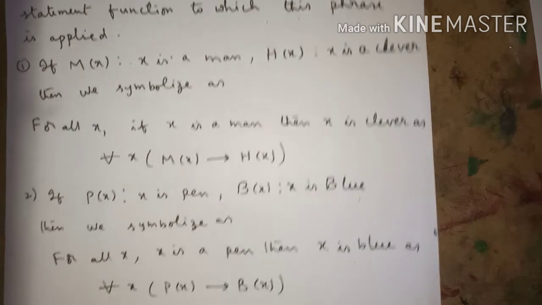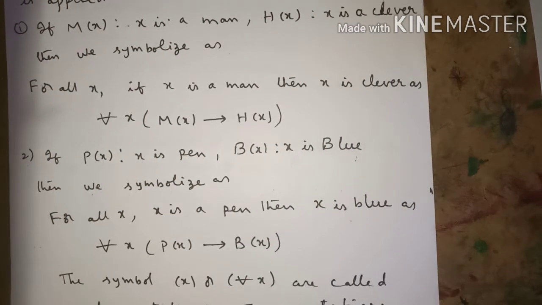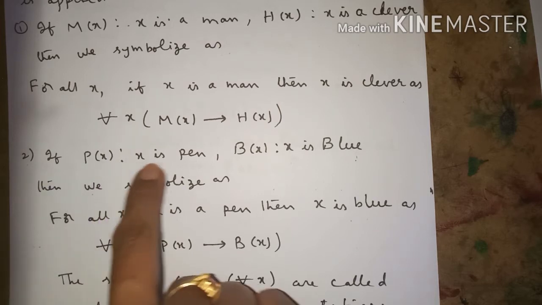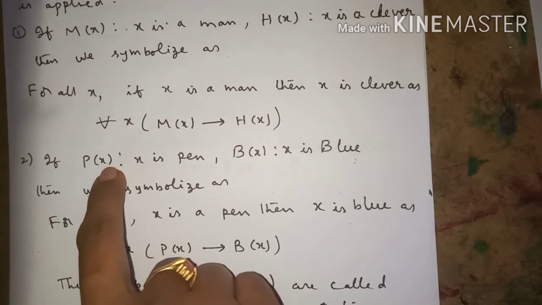Now the second example. If P of x, what is P of x? It is a predicate: x is a pen.